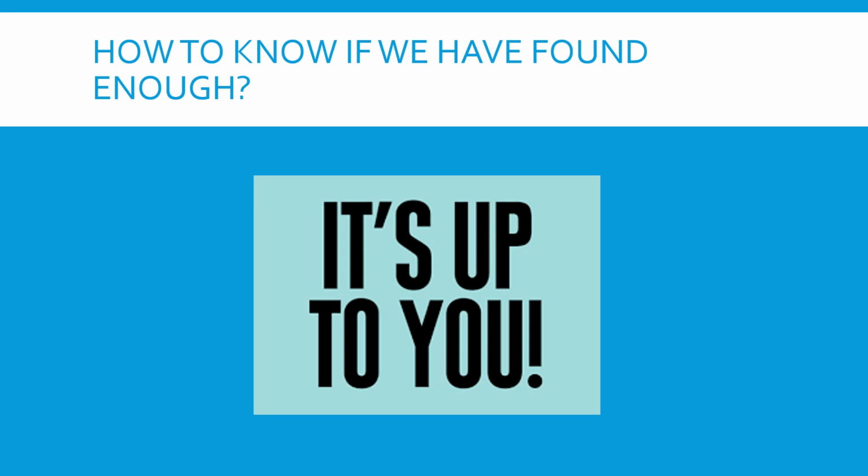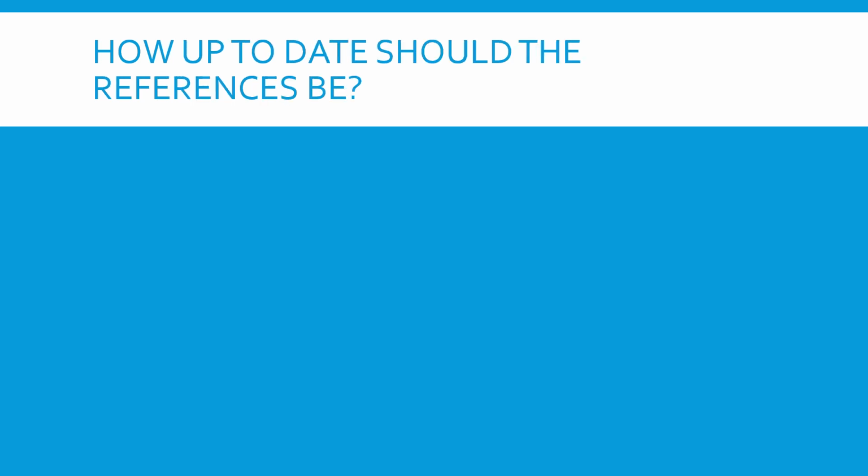We have developed some rules of thumb. Let's say, for example, there are 5 researchers to a team, maybe a minimum of 5 per researcher should make it to your RRL, but then these are really just rules of thumb. Okay, so whether you have read enough literature, it's really up to you. How up to date should the references be? I've also received some questions about this one.